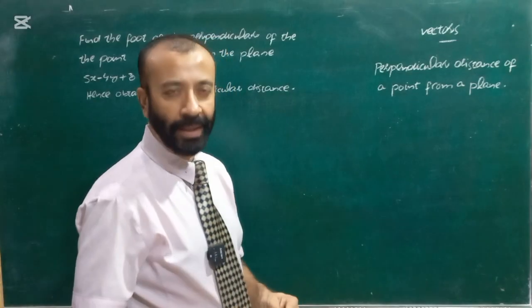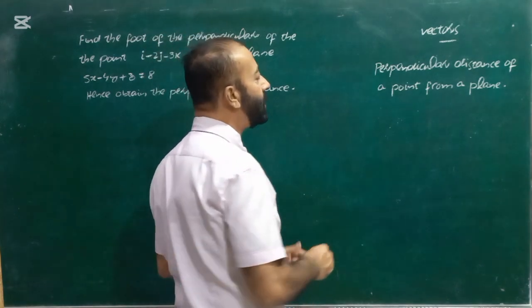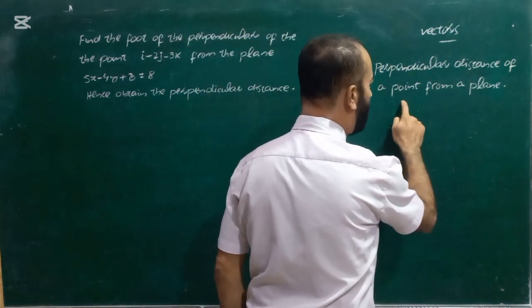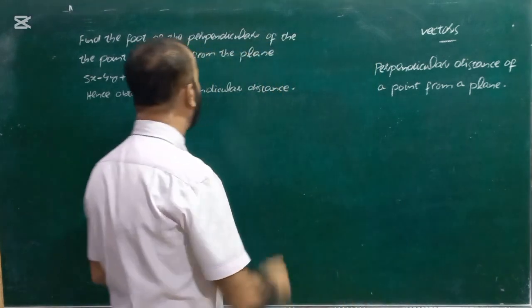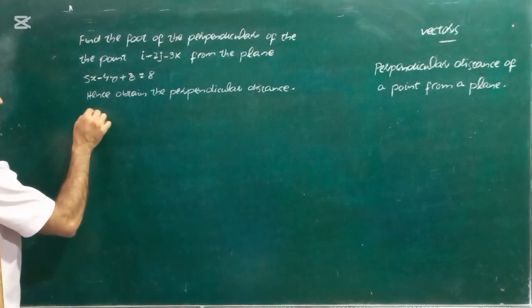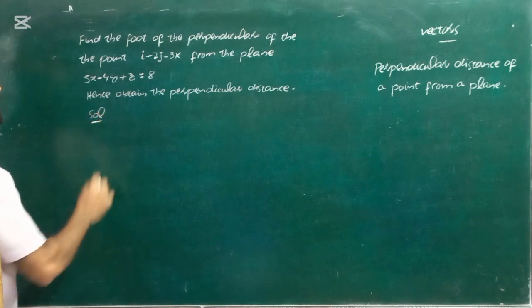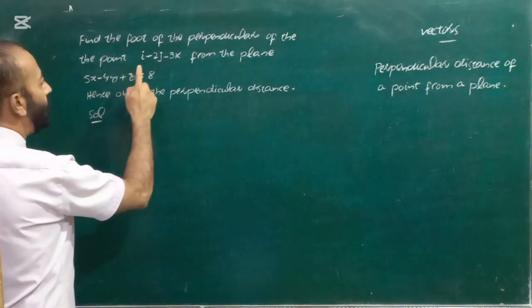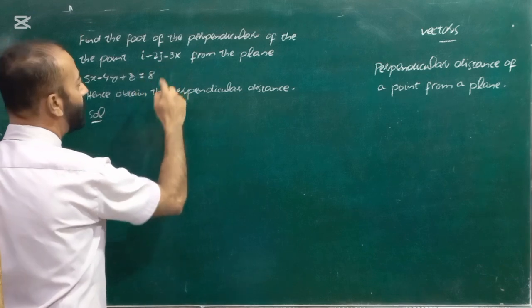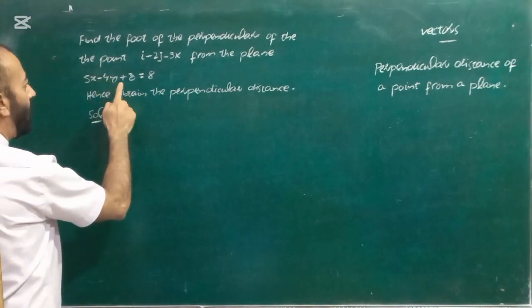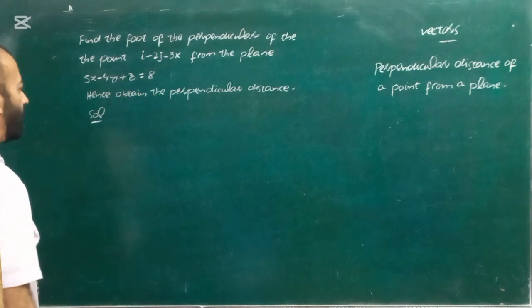Okay. The next thing that we are going to read in the topic of vectors is the perpendicular distance of a point from a plane. And here is a question that will make your concepts more clear. So concentrate yourself. The question is, find the foot of the perpendicular of the point i minus 2j minus 3k from the plane 5x minus 4y plus z is equal to 8.